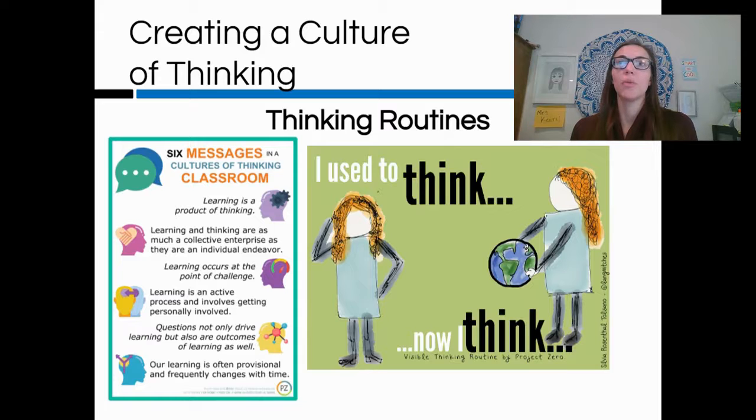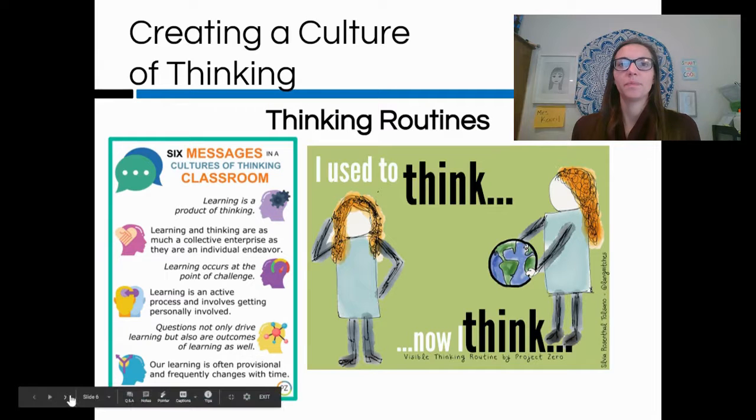And one example I've put up on the board is I used to think, now I think. In this particular one, we encourage students to tell us all the things that they used to think, whether they're correct or incorrect, misconceptions, misunderstandings about any given topic. And then they're encouraged to reflect on that and to think, well, what do I know now? What have I learned from this unit of study or from this lesson? And there are myriad others that we use as well.